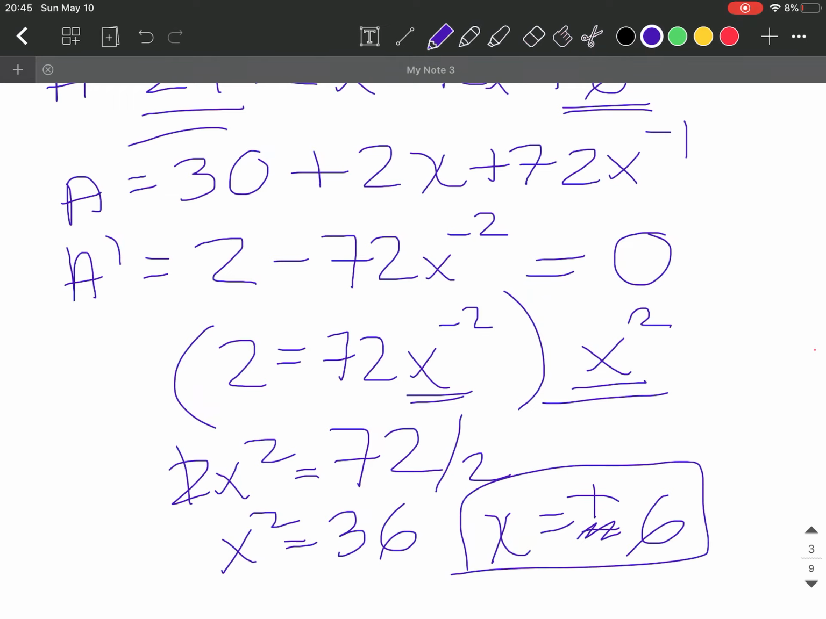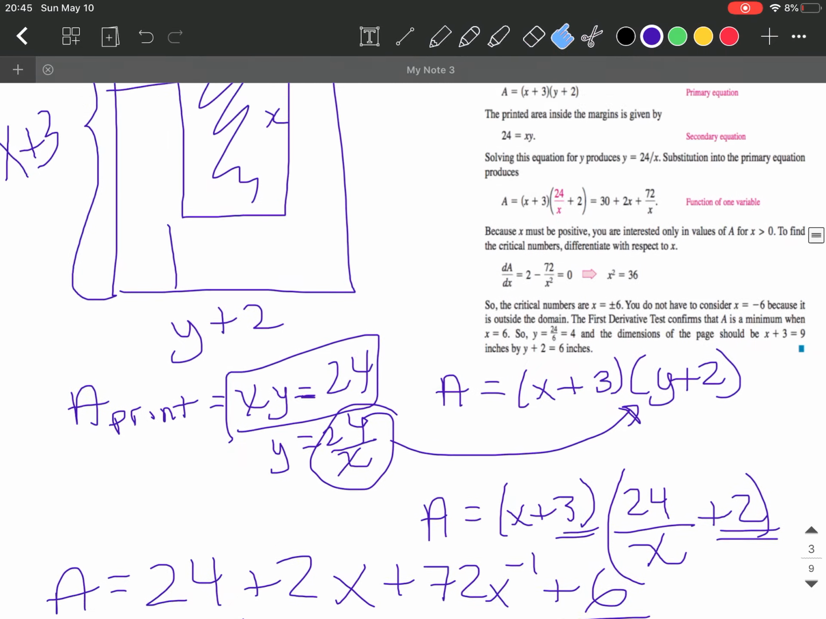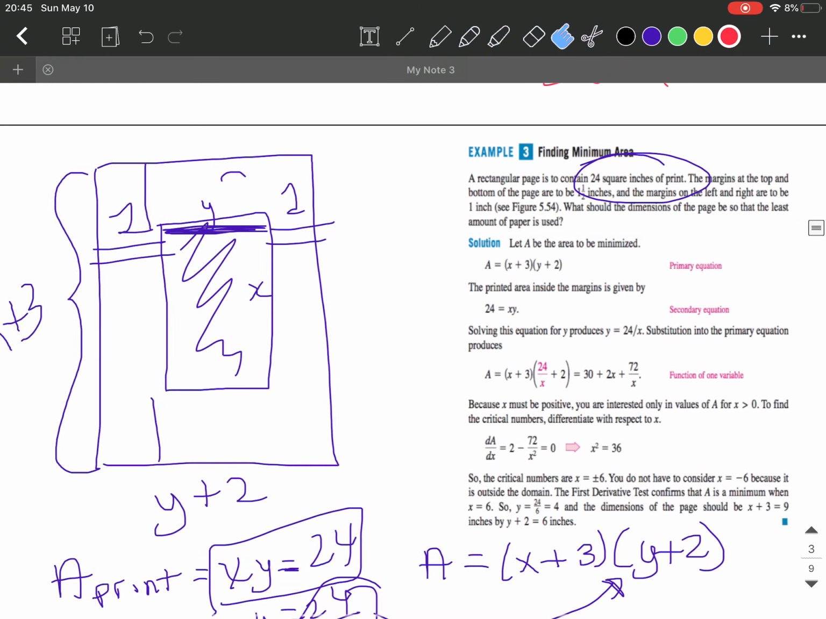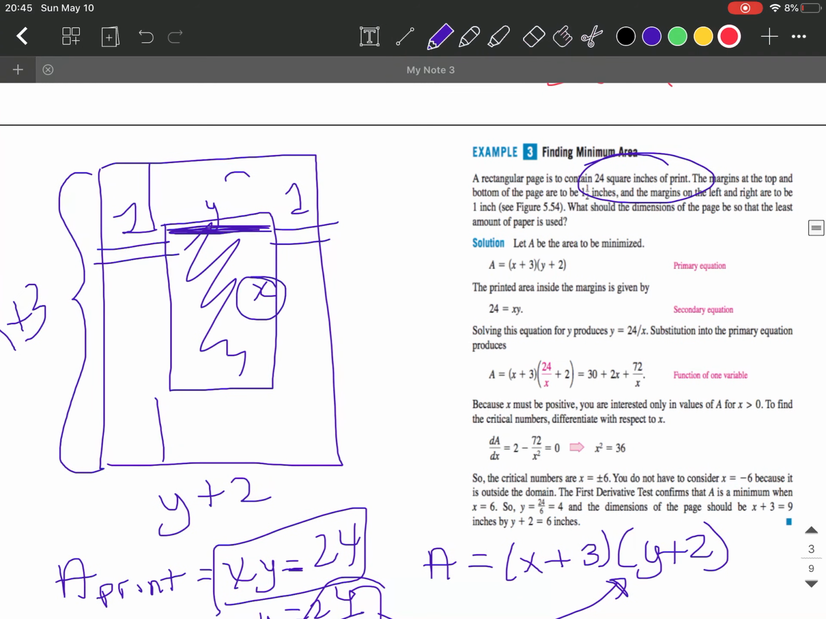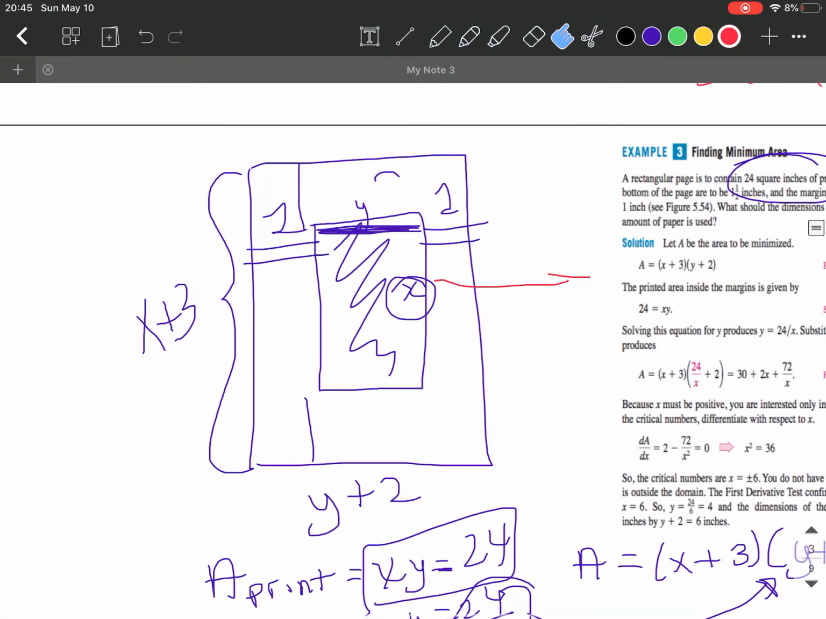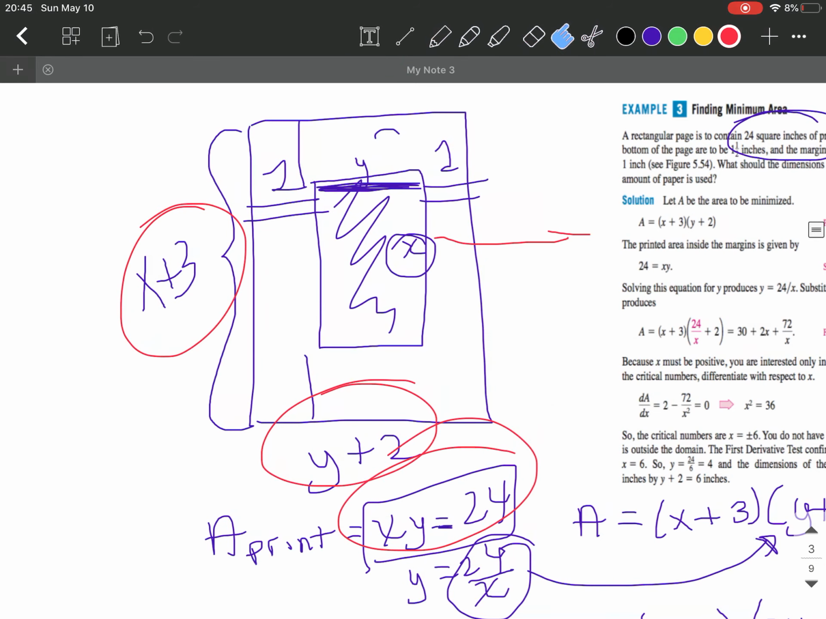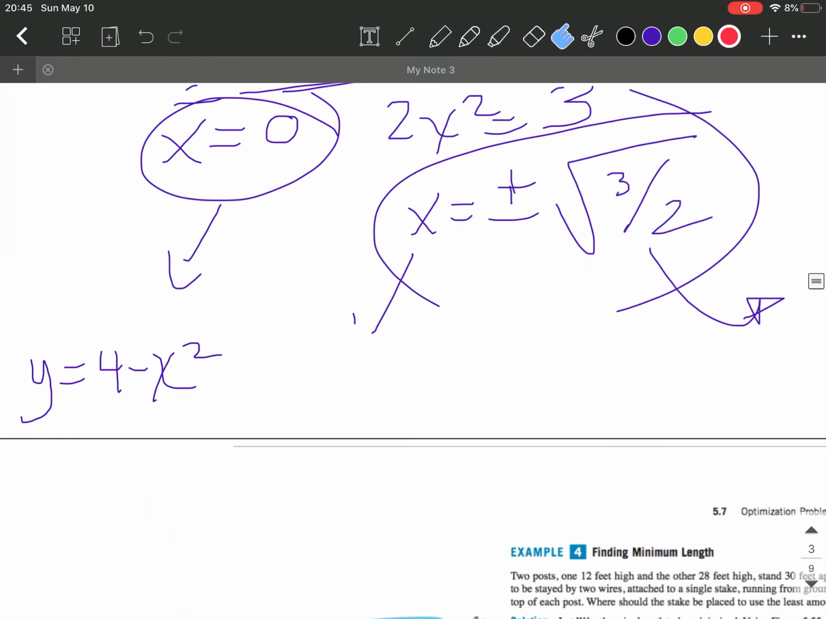However, they probably want both. They probably are asking for both dimensions. Let's go back and look at the question. It's very important that you always answer the correct question. The question is, what should be the dimensions of the page, the entire page? I only found X. The dimensions of the entire page were X plus 3 and Y plus 2. And X times Y is 24. So using those relationships, I can deduce that Y is going to be 4.